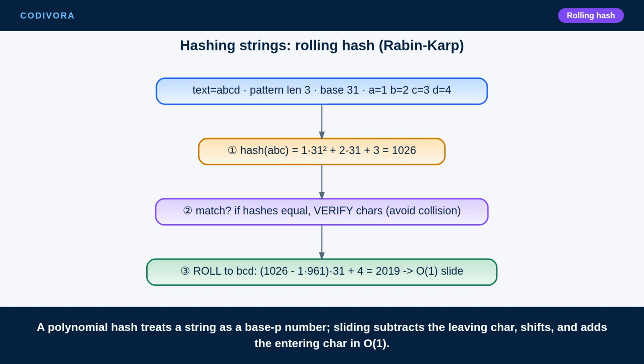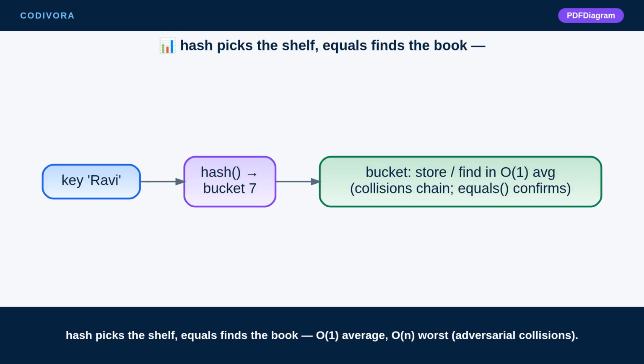Text ABCD, pattern length 3. Hash of ABC is 1026. Roll to BCD in one move. 2 rules. Always take the mod and use long to dodge overflow. And always verify a hash match with a real character compare. Equal hashes are a hint, not a proof. This is Rabin-Karp. Hash picks the shelf, equals finds the book, O(1) average, O(n) worst case with adversarial collisions.